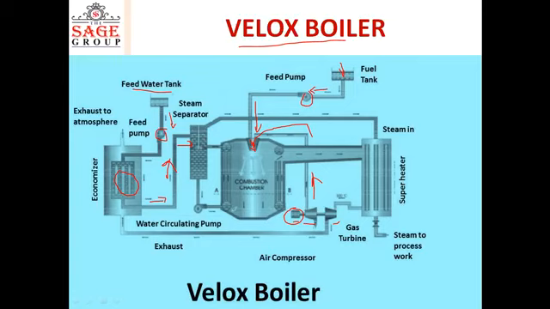Now, to understand the working of this type of Velox boiler, the water is coming from this steam separator drum, and with the help of this water circulating pump, it will pass through the different water tubes. Actually, these are the water tubes shown on the periphery, and here you can see this is the gas tube. The gas tube is the larger section, and the water tubes are the smaller section.